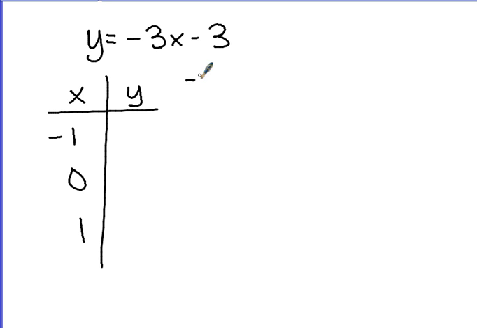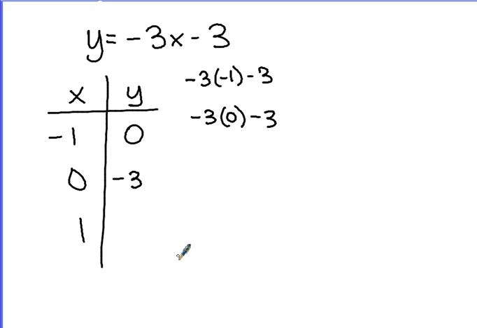All right, now we're going to substitute those values in to solve for y. If I'm substituting in negative 1, negative 3 times negative 1 is 3. 3 minus 3 is 0. So when x is negative 1, y is 0. If I'm going to substitute in 0 for x, negative 3 times 0 is 0. 0 minus 3 is negative 3. And then if I'm going to substitute 1 in for x, negative 3 times 1 is negative 3. Minus 3 would be negative 6. All right, so we have filled in our table, we've solved for our values.